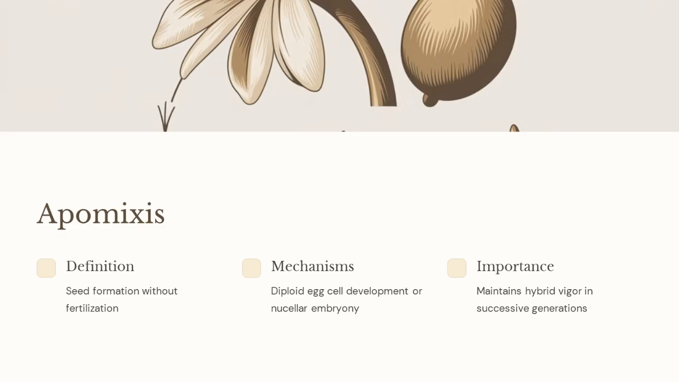Apomixis is the formation of seeds without fertilization. It can occur through mechanisms like diploid egg cell development or nucellar embryony. Apomixis is important for maintaining hybrid vigor in successive generations.